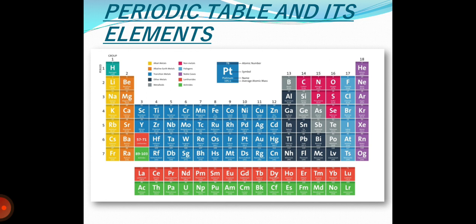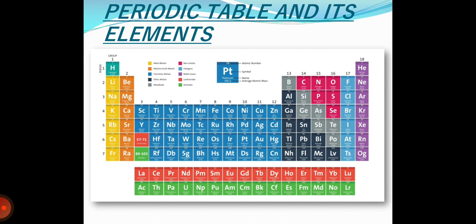The classification of the elements in the modern periodic table: it consists of 18 vertical columns called groups, here 1 to 18 are the groups, and 7 horizontal rows called periods. The first period contains 2 elements, hydrogen and helium. The second period contains 8 elements, lithium to neon. The third period contains 8 elements from sodium to argon. The fourth period contains 18 elements from potassium to krypton. The fifth period contains 18 elements from rubidium to xenon. The sixth period contains 32 elements, and the seventh period is incomplete.